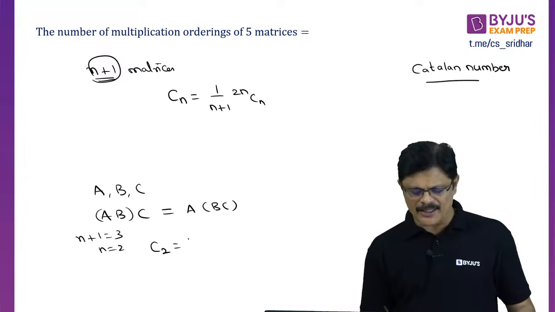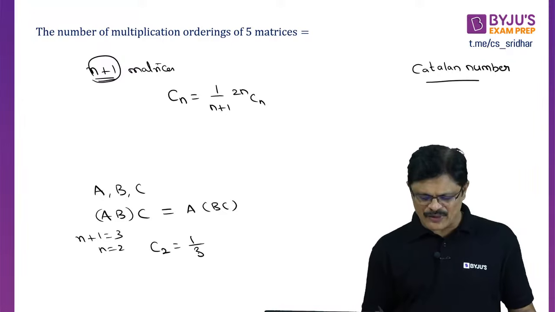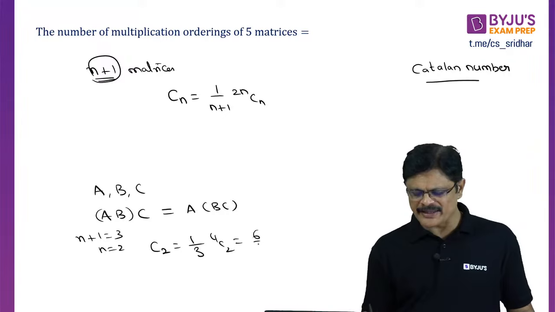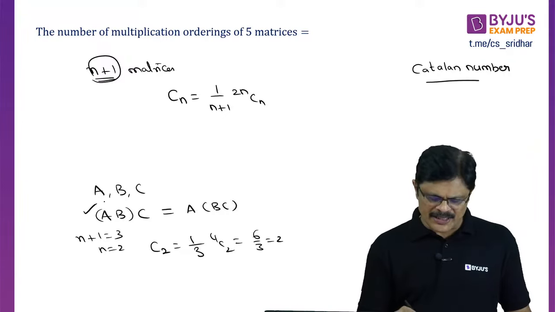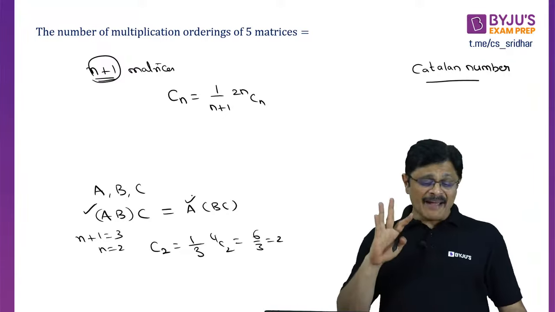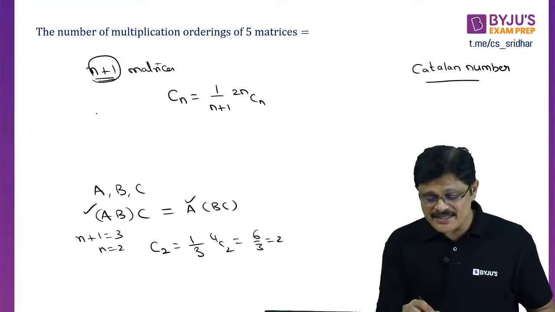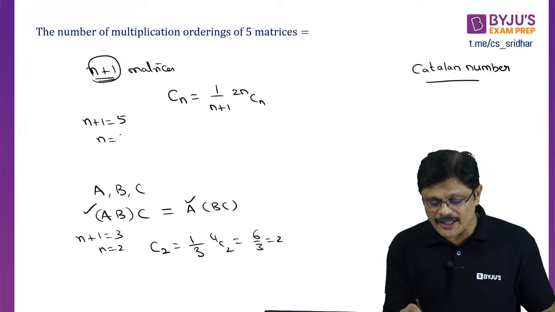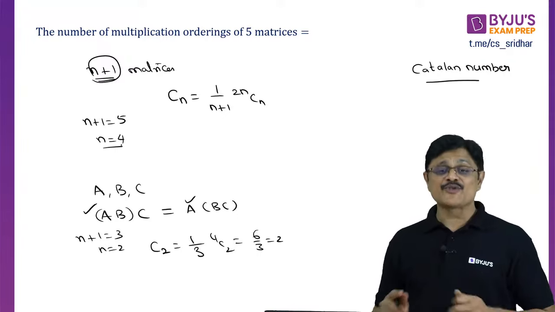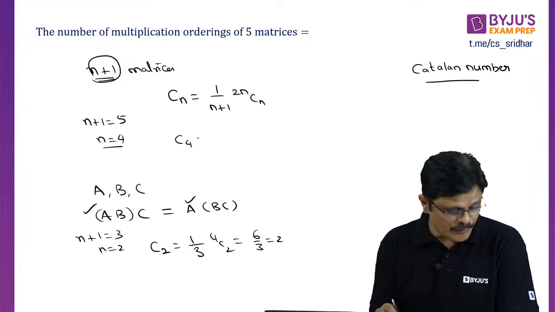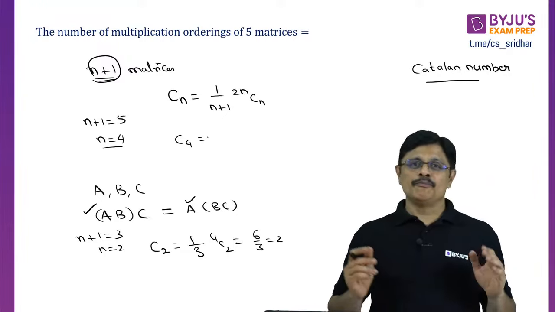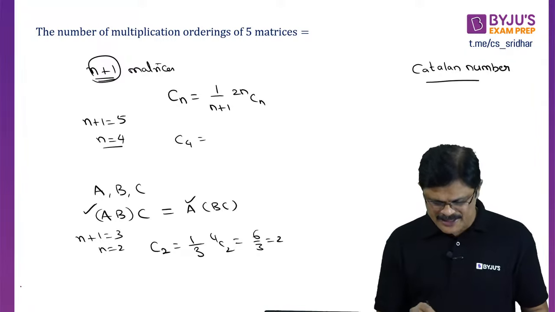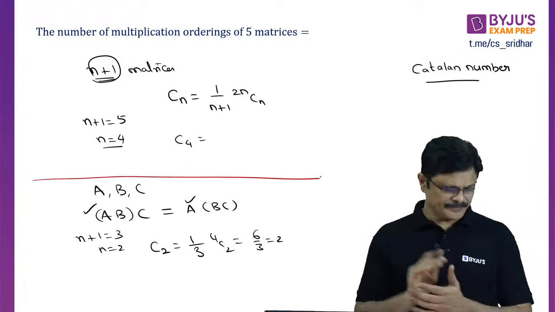C2 means 1 by n+1, that is 1 by 3, times 2n, that is 4C2, which is 6 by 3, so two orderings are possible. These are the two orderings. Now if you are having 5 matrices, n+1 is equal to 5. So what is the value of n? n is 4, so C4 you have to find. I gave so much hint. It is your turn to solve the problem completely. Complete the solution.